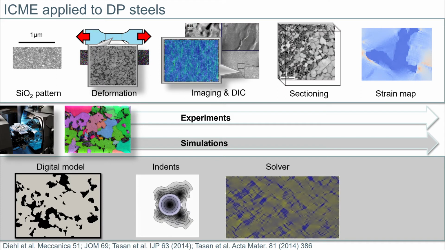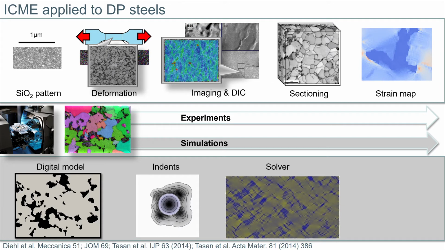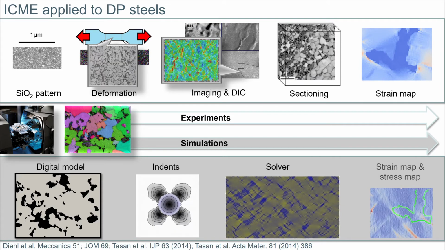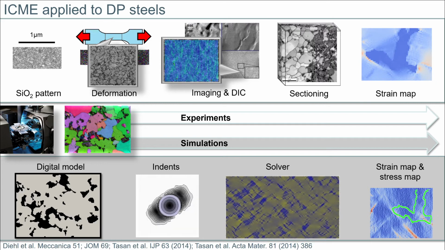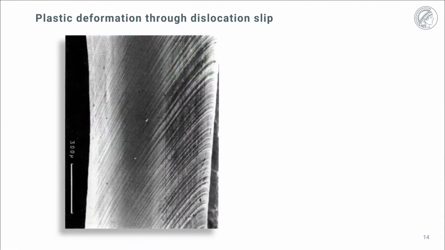And then we can put these data together with the corresponding microstructure maps into solvers such as finite element solvers or spectral solvers. And then we arrive at corresponding predictions of the stress and the strain map at a microstructure level. Let us go a little bit more into the kinematics and into the underlying kinetics of the deformation.